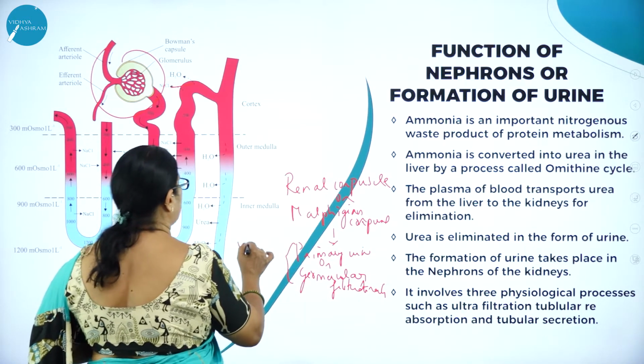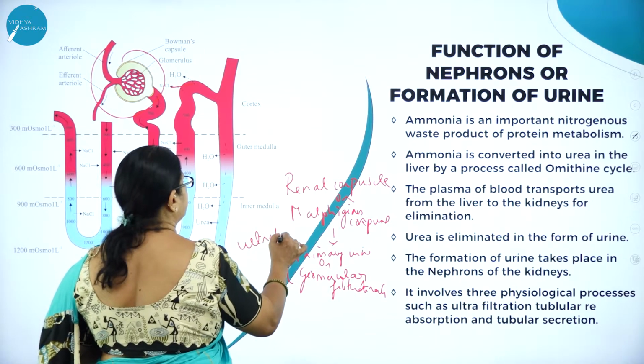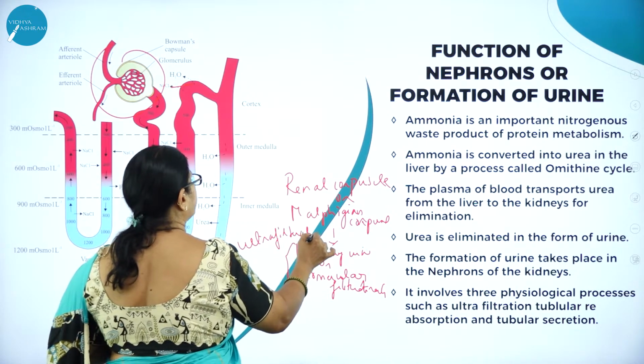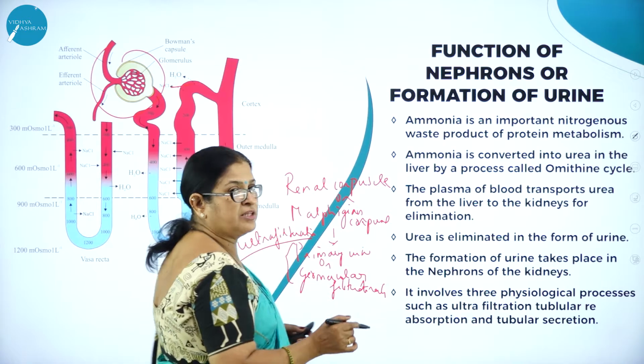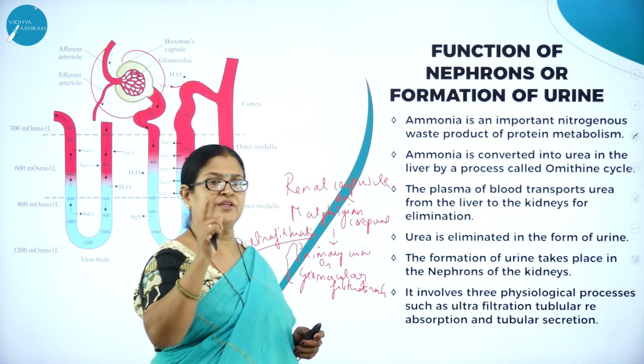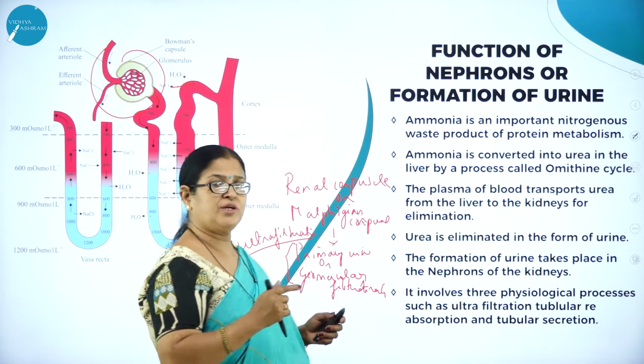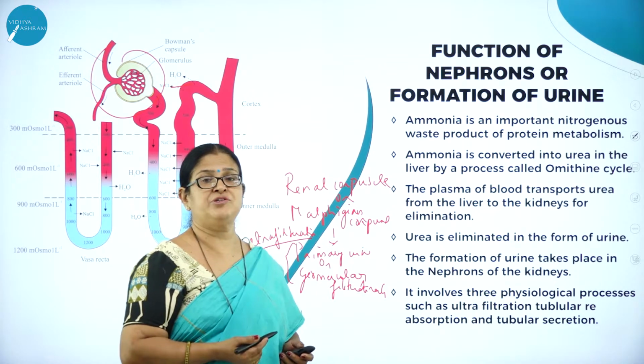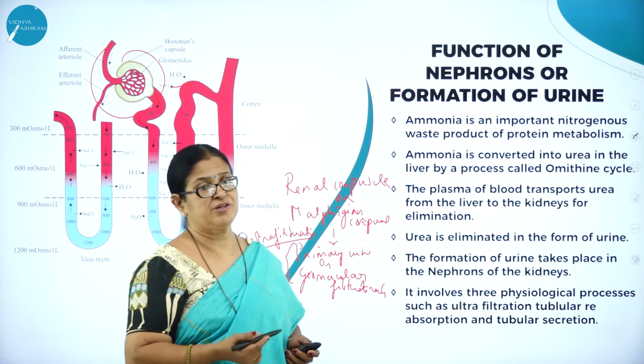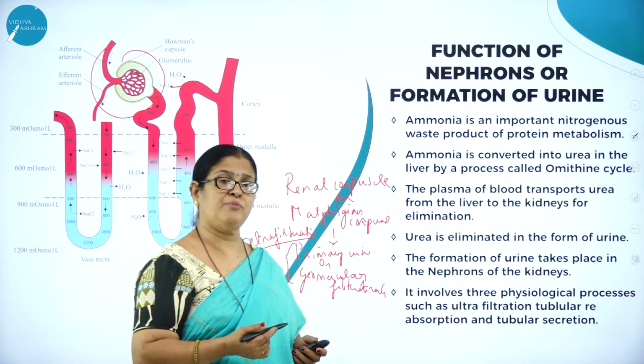And this whole thing is called ultrafiltration. What do you mean by ultrafiltration? The fine filtration. So the primary urine, the first urine that is formed, what is the main function of nephron? To eliminate the nitrogenous waste in the form of urea, in the form of urine.